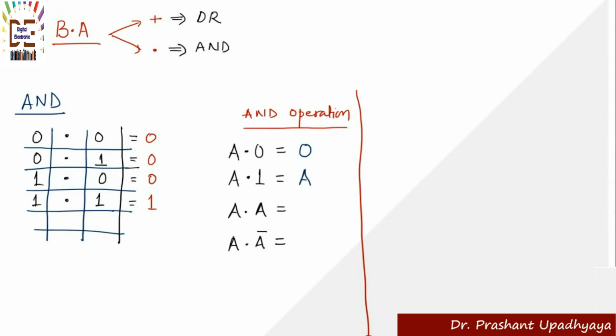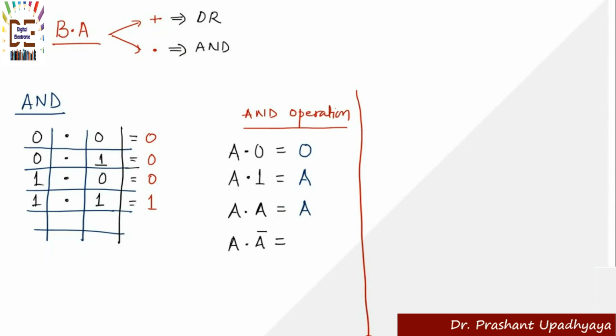Now a multiplied by a, what will this be? That means you are multiplying a variable a with the same variable a. You will not get a square, because in digital we are not talking about squares. What we will get is the same variable. A multiplied by a is going to give you a. So you will be getting a.